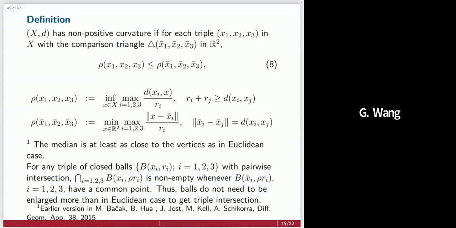And so you can also formulate it in terms of lambda or rho hyperconvexity. So the space is at least as hyperconvex as the Euclidean plane. Or still putting it differently, the balls do not have to be enlarged by a larger factor than in the Euclidean case in order to get a triple intersection, if the distances between any two points are the same in the original space and in the Euclidean plane.